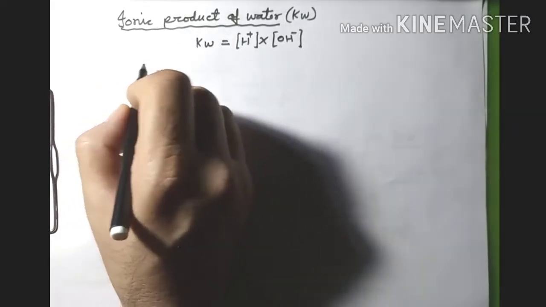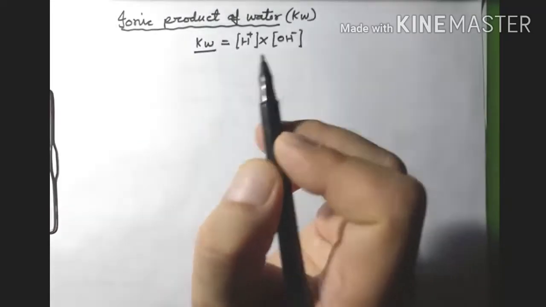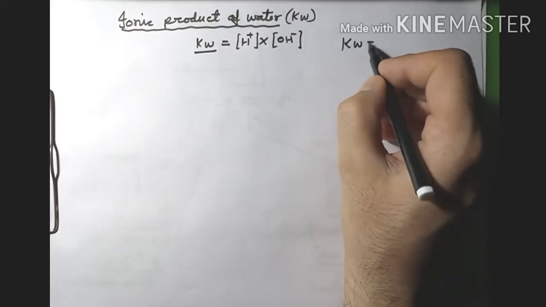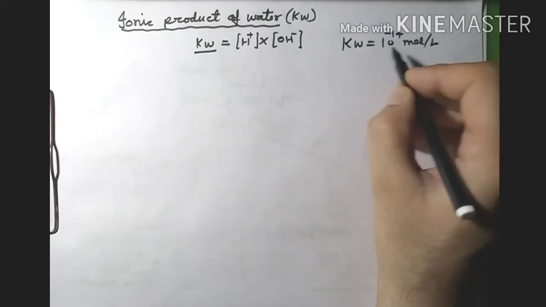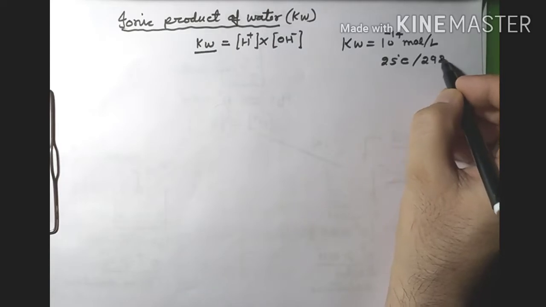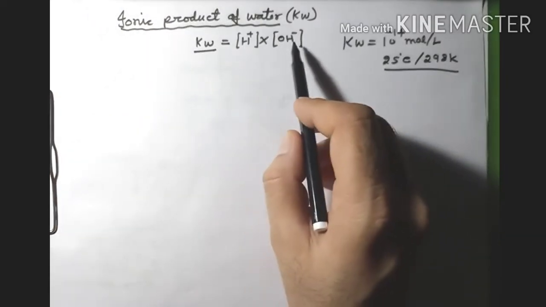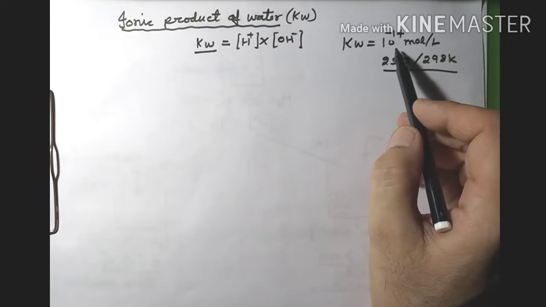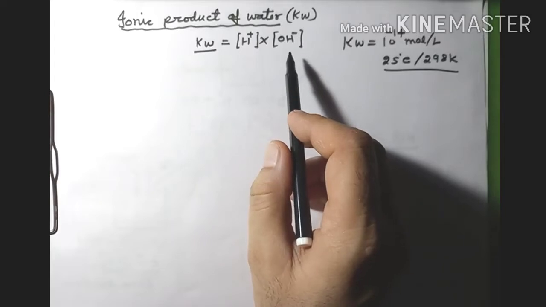Now, what is the value of the Kw? In any type of solution, acidic, basic or neutral, the value of the Kw always remains the same, and that is 10 to the power minus 14 mole per liter at 25 degree Celsius, that is 298 Kelvin. At this temperature, the product of the concentration of H plus and OH minus ion always remains the same, that is 10 to the power minus 14. So what about the concentration of H plus and OH minus ion in the neutral solution?